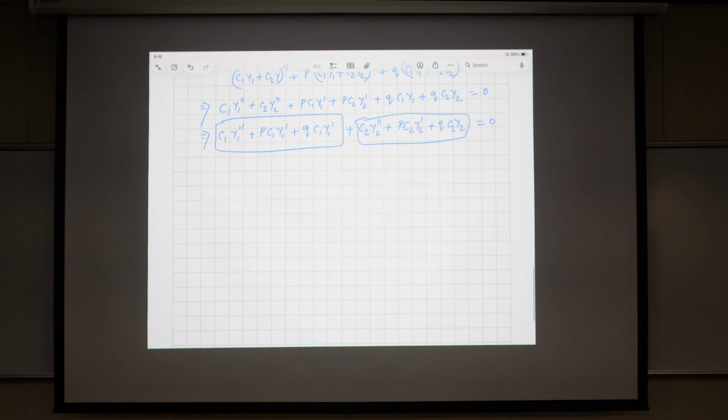That means I am getting C1 (y1 double dash plus P y1 dash plus Q y1) plus C2 (y2 double dash plus P y2 dash plus Q y2).